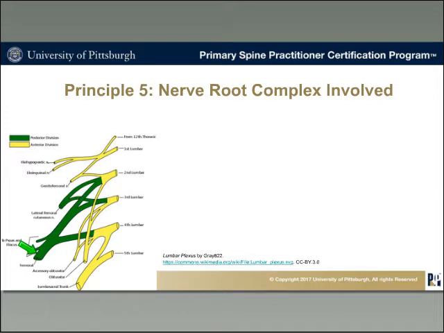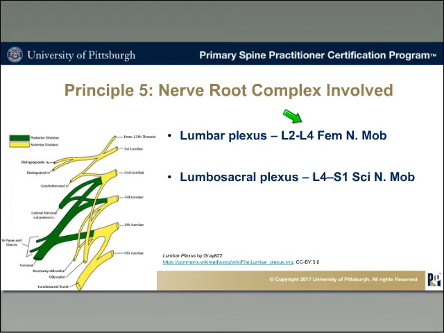Okay, principle number 5, the nerve root complex that is involved. So as you've seen already, and we'll talk about in principle number 6, in order to apply mobilization maneuvers to the nerve roots, we utilize the peripheral nerve to apply these maneuvers. And so in patients with low back problems, the two plexuses that can contribute to the peripheral nerves are the lumbar plexus, which involves the femoral nerve and is contributed to by nerve roots at L2, L3, and L4, and the lumbosacral plexus, which contributes to the creation of the sciatic nerve and is contributed by L4, L5, and S1.